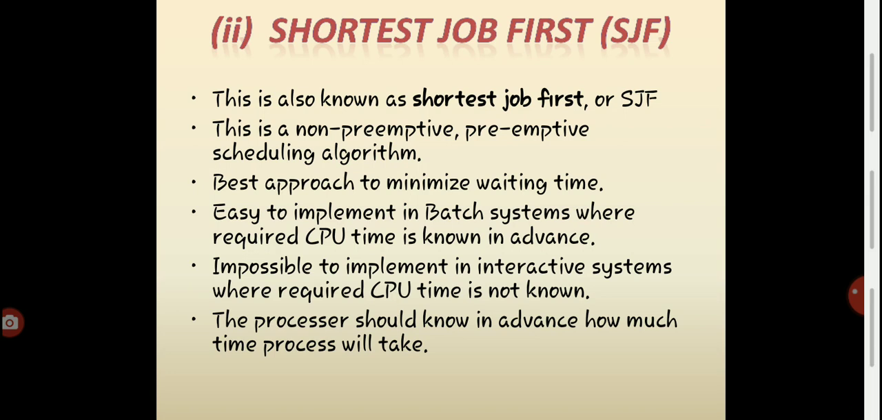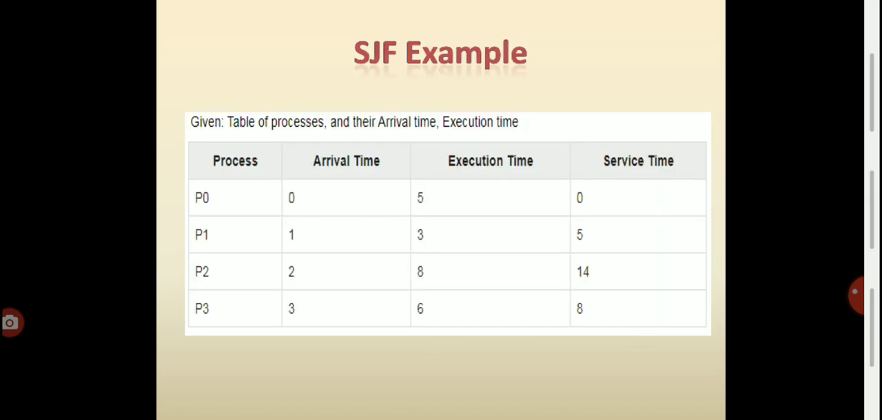But this is possible only when the length of the jobs, or the burst time of the processes, is known. Only when the burst time is known can we schedule shortest job first effectively. If the burst time or the length of the job is not known, this is not possible, and even when it is implemented, it will be a failure, right? So that is called shortest job first. We have the same example. When we implement shortest job first, what happens?